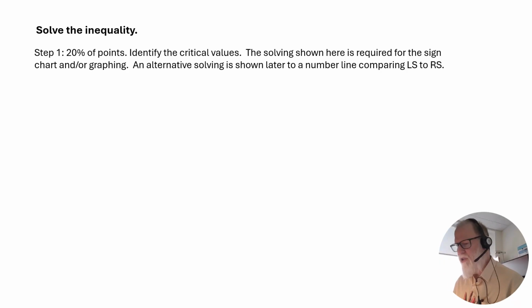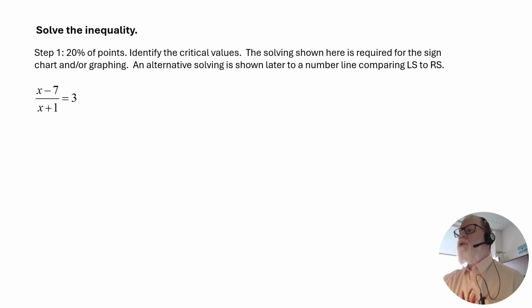So I am going to show three alternatives in the solving. We are going to use the sign chart, just like before. We're going to graph it. Those go together. And then I'm going to show you a different technique that doesn't involve that.